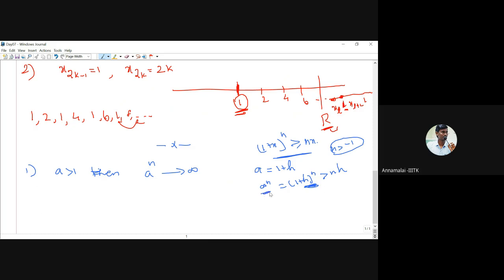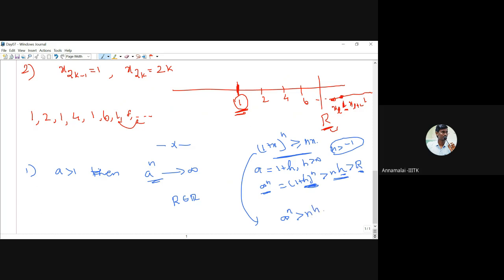Therefore, these a power n's are bigger than n into h. Therefore, by Archimedes property, we can show that this is bigger than r, given any r, since h is a positive number. So now apply Archimedes property. We have to show that a power n diverges to infinity. That means what? Given any r in the reals, we have to find the stage n naught. After the stage, everything is bigger than r. By Bernoulli's inequality, we know that this a power n is greater than n into h.